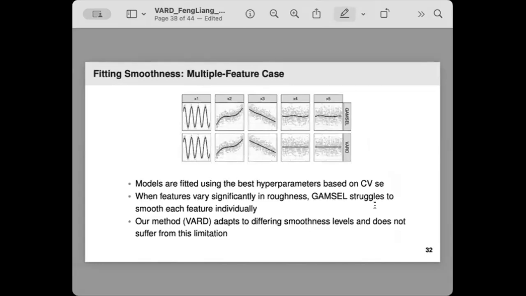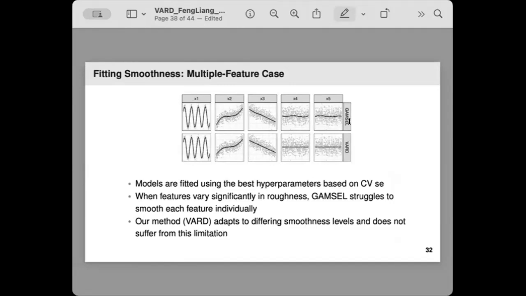In the next example, I want to compare GAMSEL and our approach. This is a slightly more complicated case where we have 5 features. x1 and x2 are nonlinear, but with very different smoothness levels. x3 is linear, and x4 and x5 are irrelevant. As I mentioned before, GAMSEL uses a single global parameter to tune the smoothness for all the features. This approach will be problematic when those features have very different smoothness levels. I don't know if you can see the picture clearly, but in this case, GAMSEL clearly doesn't do very well compared with our algorithm.